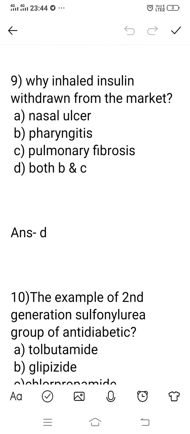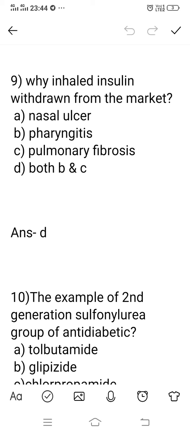Question number 9. Why was inhaled insulin withdrawn from the market? Actually, insulin is generally given by the subcutaneous route, but it is also given intravenously. But in the previous era, some insulins were administered by the inhalation technique, but it produces some problems.